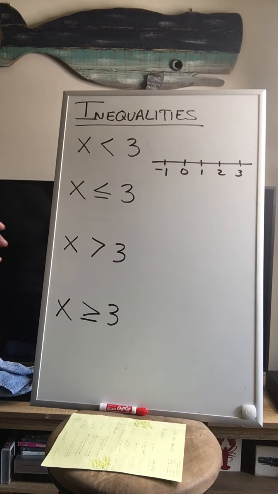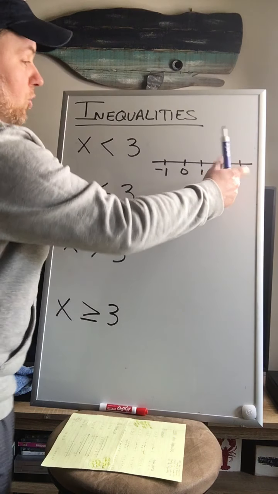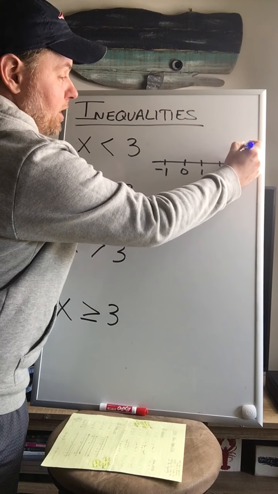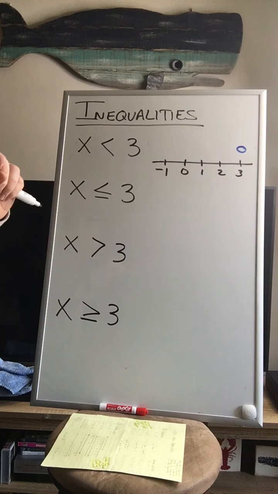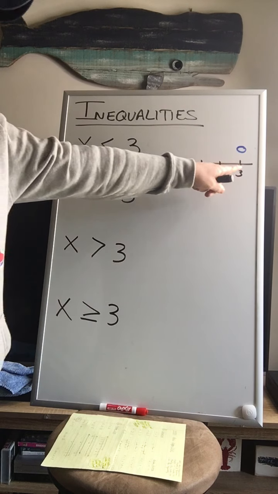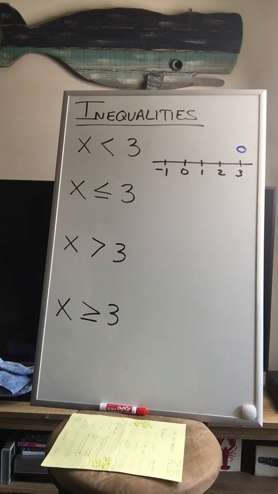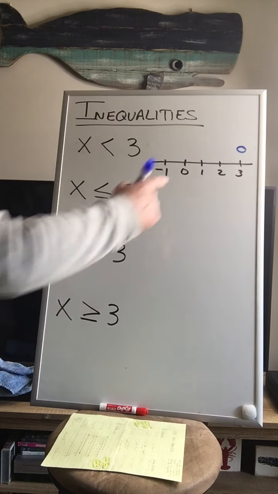So now what I'm going to want to show is where are the numbers where x is less than 3. So here's 3. I'm going to put a dot above the 3. Now notice I put an open dot though. And the reason I put an open dot is because 3, as we mentioned, is not a solution to that. So I put an open dot.